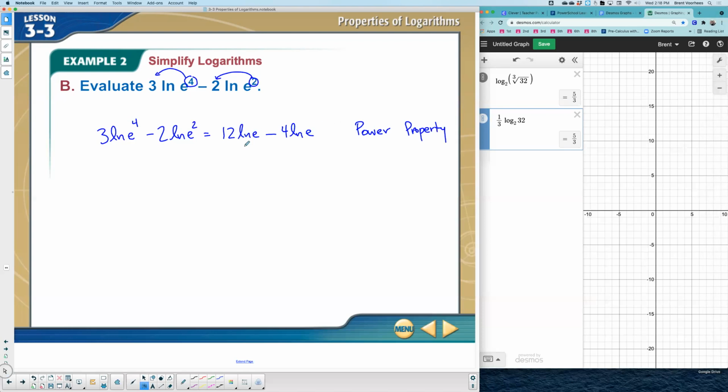Now, these are actually like terms. I have 12 natural logs of e. I have 4 natural logs of e. What's 12 minus 4 natural logs of e's? So 8 natural logs of e. That's just simplifying.